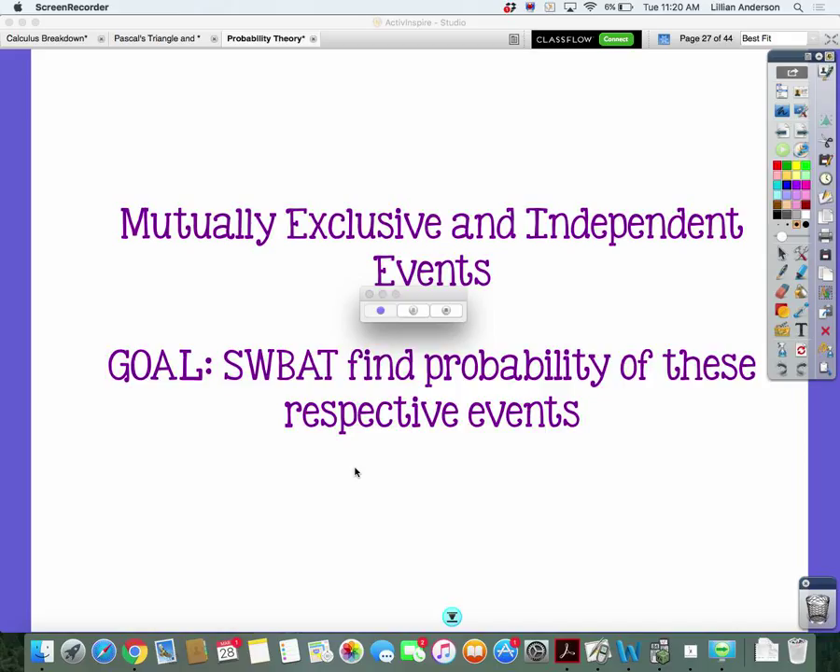Today we're talking about mutually exclusive and independent events along with sample space. So a little bit more to add on to the whole probability unit that we're dealing with. And we're going to find the probability of these respective events. You'll learn about the definition in the sense of math and use the math to determine if events are independent or if they are mutually exclusive. Okay? We are going to start with mutually exclusive and then we'll do independent and then we'll wrap it up with sample space.